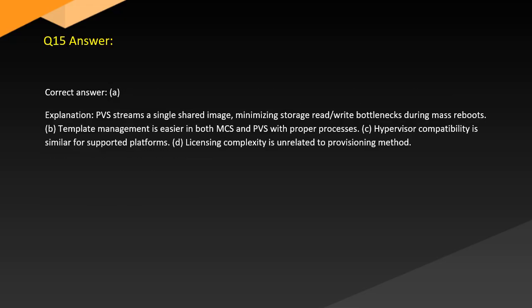Answer. Correct answer, A. Explanation. PVS streams a single shared image, minimizing storage I/O bottlenecks during mass reboots. B. Template management is easier in both MCS and PVS with proper processes. C. Hypervisor compatibility is similar for supported platforms. D. Licensing complexity is unrelated to provisioning method.